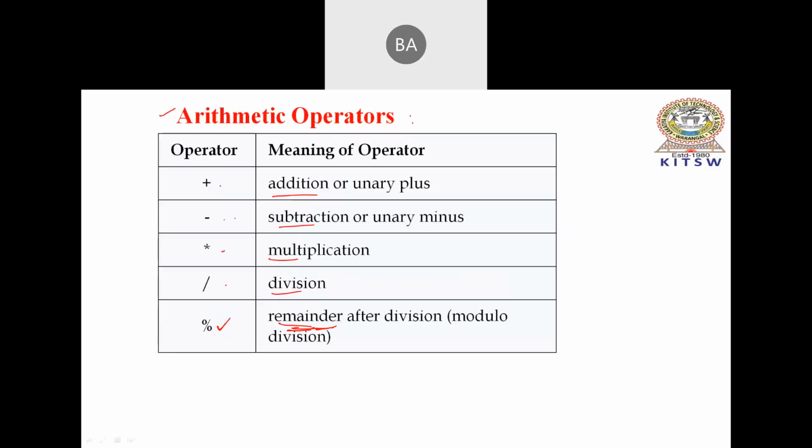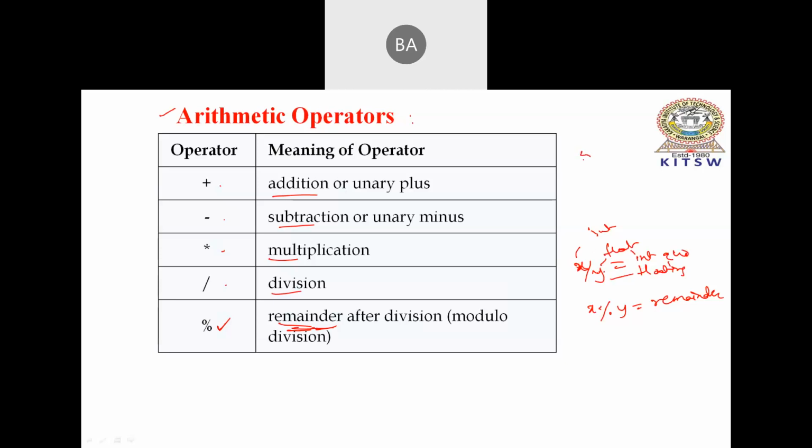If you go for this percent, we must have two integer values, and then only this will give the remainder. And one more important thing is that when you are using slash, if you write x divided by y, because both x and y are integers, it is going to give an integer quotient. If at least one of these values is a float, then you are going to get floating point division. So that thing you have to clearly understand.